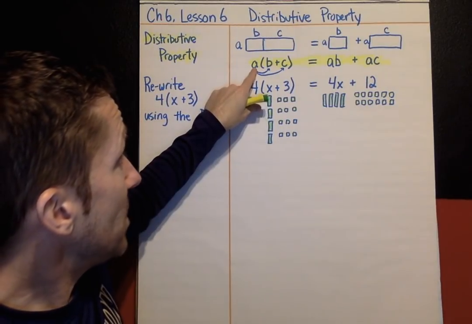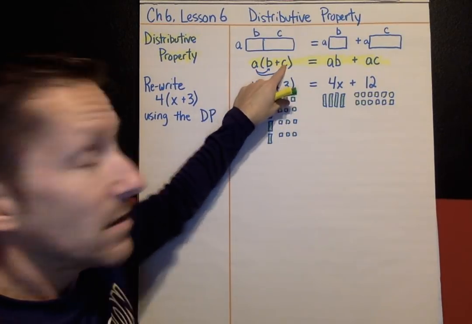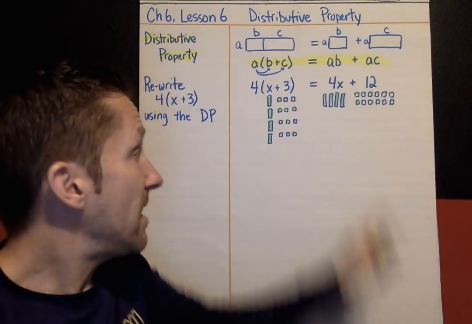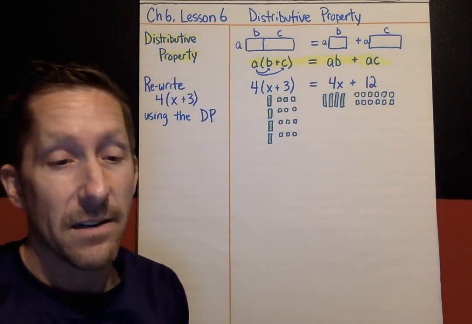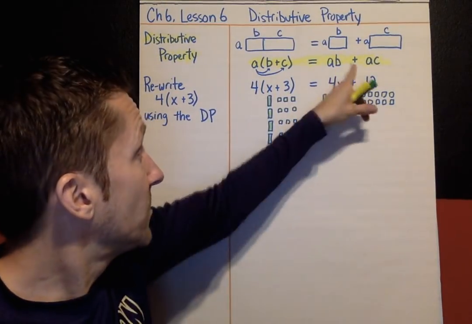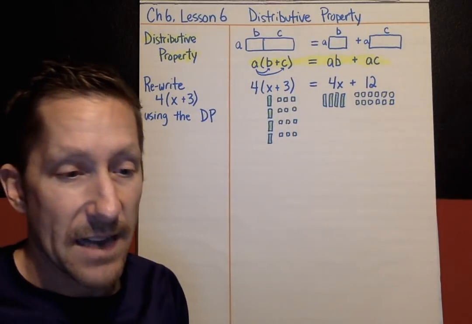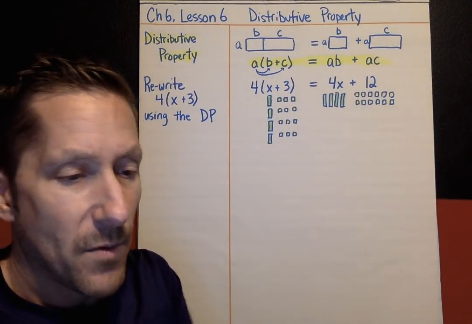This thing out here is being distributed to all the items on the inside, and that's how it's rewritten as the equivalent expression on that side. Okay, a couple more examples.